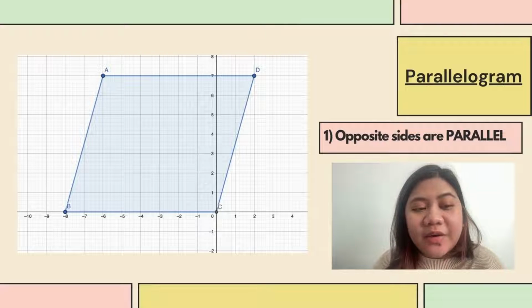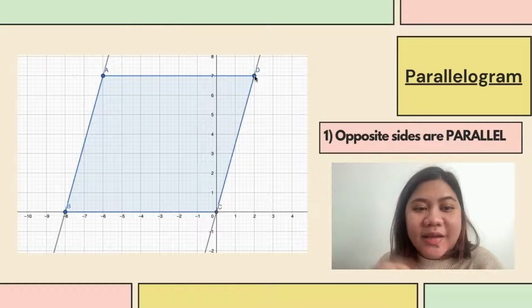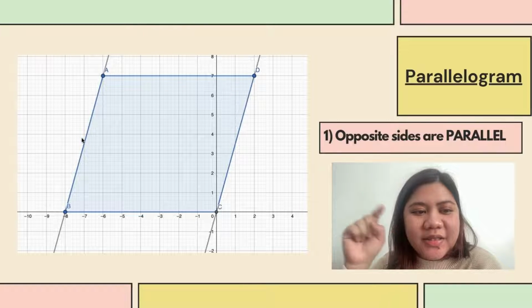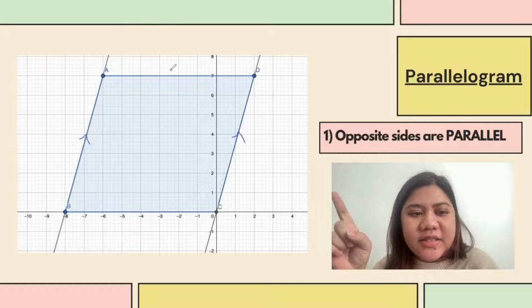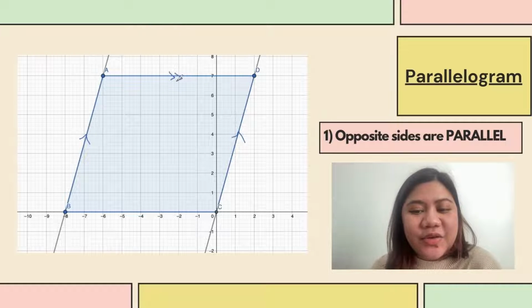Parallelogram is one of the quadrilaterals. There are properties in the parallelogram. One of the properties is that opposite sides are parallel, hence the word parallel. You will see that sides AB and DC are opposite, so they are parallel. Same with AD and BC. And this is how you draw the tick mark.